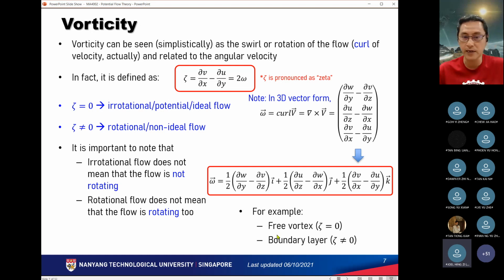A good example would be the idealized free vortex, which we will encounter later on. Vorticity equals 0, but it's actually spinning. Vorticity equals 0 because there's no net deformation. And then there are boundary layers in real life. Even though the boundary layer can be a laminar boundary layer, whereby the flow is moving straight through in the laminar layer, there's no rotation, but vorticity is not equal to 0. So you have to be careful about what I mean by irrotational flow and rotational flow.